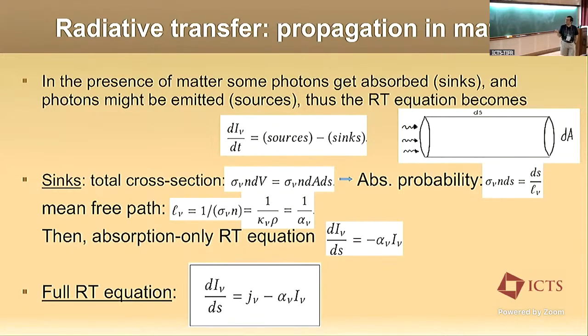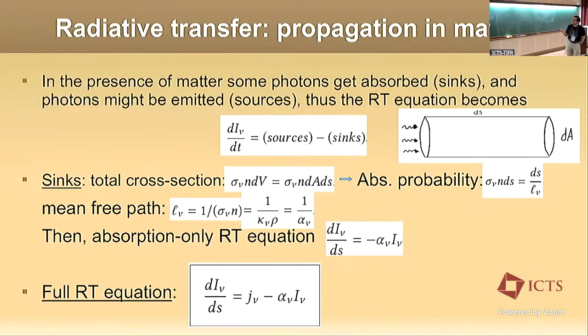And there are other ways to write the mean free path. You can write it as 1 over the density times something called opacity. So opacity is basically how thick the material is, how easy it is for the photons to pass through or not. So it depends on the material. Or you can write it as 1 over alpha, which is called the absorption coefficient.